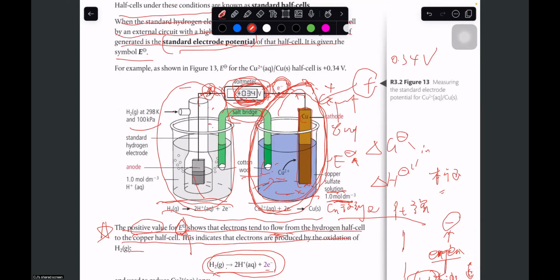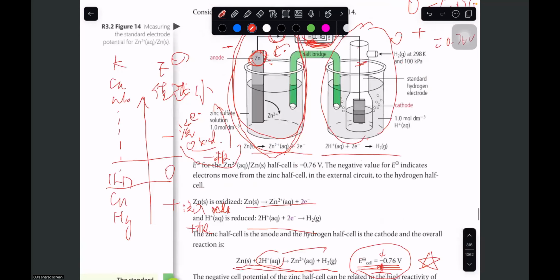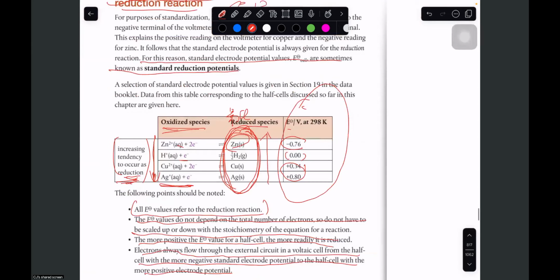So we could know that if this value is greater, it means this half cell could more readily get electrons, right? So it is more useful to reduce, and it is a more powerful oxidation agent. Could you understand it? Yeah. Okay. So we get a summary table here.